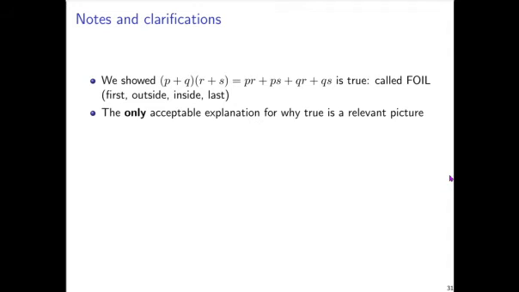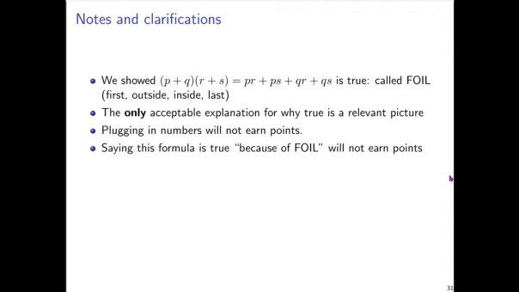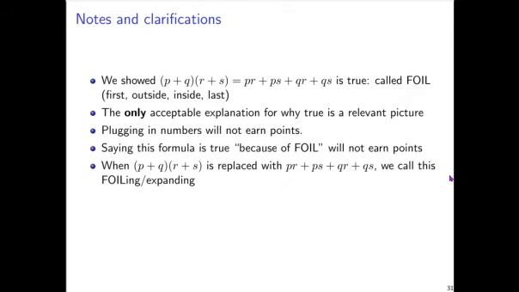Now the only explanation for why this formula is true is a picture, the correct or relevant picture. Plugging in numbers again will not earn points. Saying that this formula is true because of FOIL will not earn points. That's saying FOIL works because FOIL. Wait, that's circular reasoning, right?